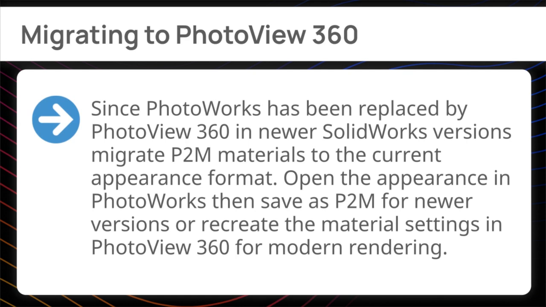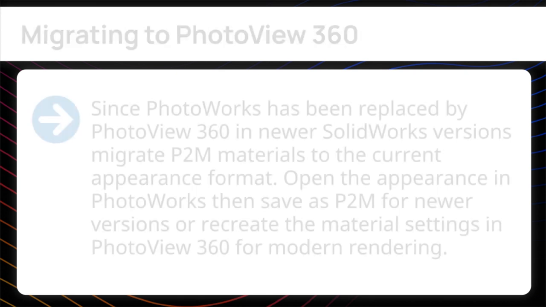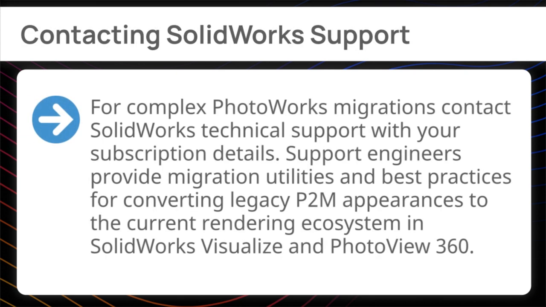Next, migrating to PhotoView 360. Since PhotoWorks has been replaced by PhotoView 360 in newer SolidWorks versions, migrate P2M materials to the current appearance format. Open the appearance in PhotoWorks, then save as P2M for newer versions, or recreate the material settings in PhotoView 360 for modern rendering.